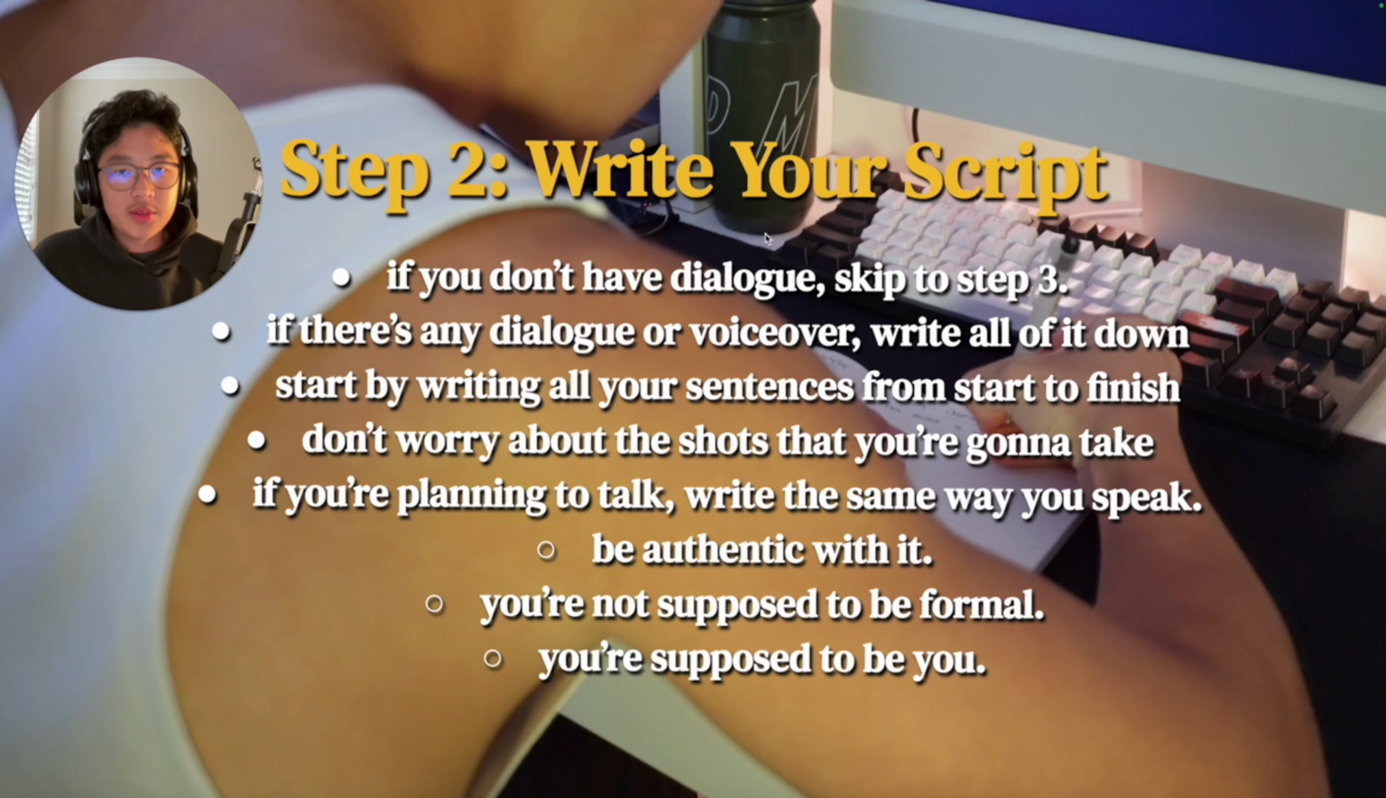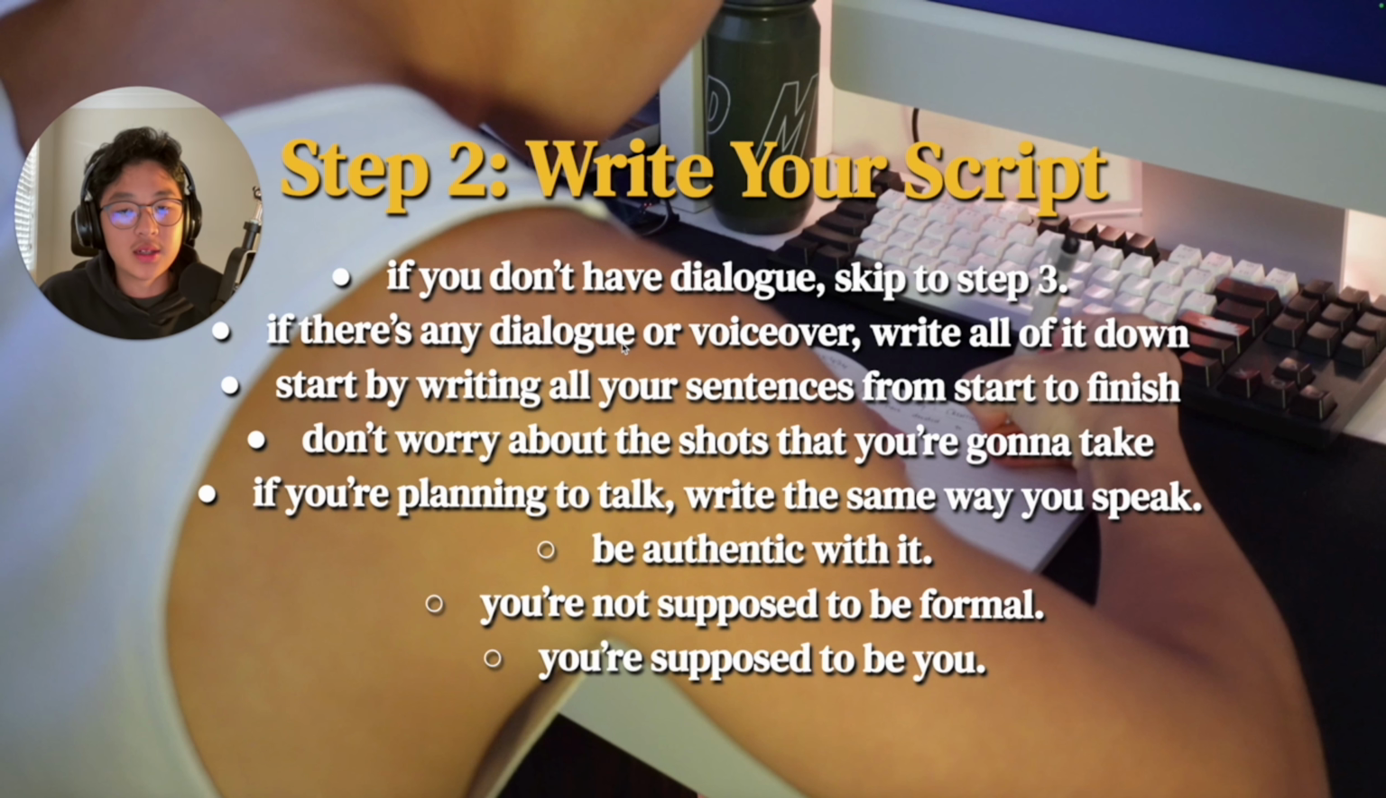The second step is to write your script. Now, if you don't have dialogue in your videos, if you're not speaking or not using your voice in any shape or form, then skip to step 3. If there's any dialogue or voiceover, write all of it down. So your script is pretty much all the sentences, all the paragraphs, everything. So start by writing all your sentences from start to finish, the very first sentence all the way to your last. Don't worry about the shots that you're going to take yet. We're going to do that in step 3.